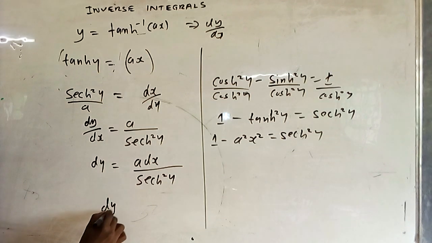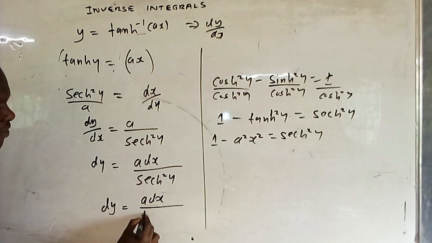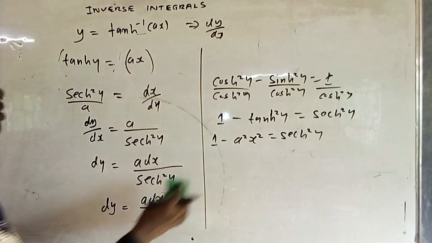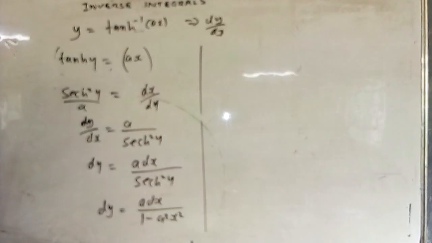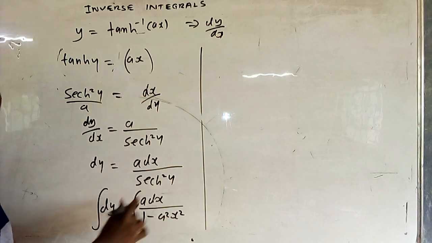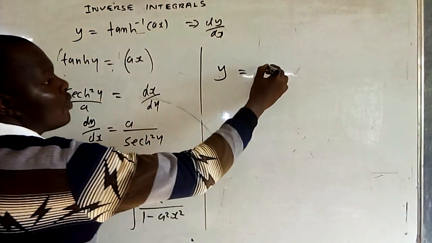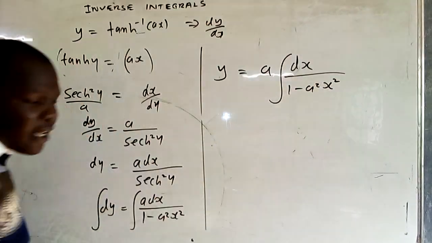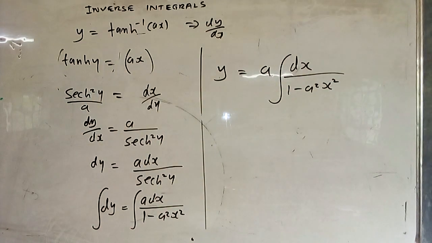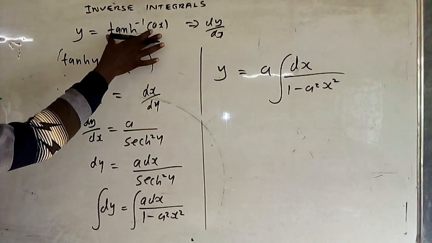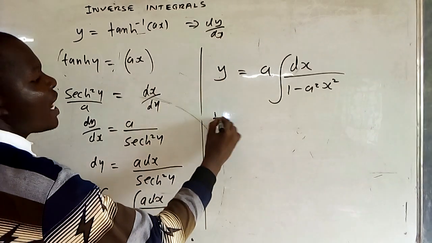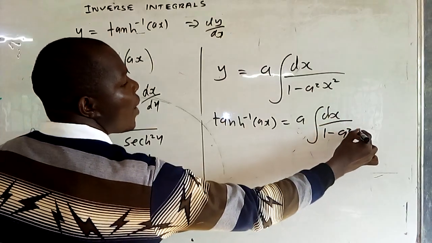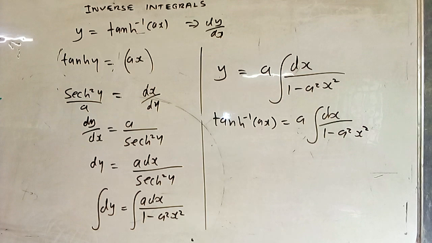So it's like we have dy is equals to a dx over 1 minus a squared x squared. Are we together there? Yes. 1 minus a squared x squared. So from here, introduce integral on both sides of the equation. If you integrate dy, you remain with y equals a into integral of dx over 1 minus a squared x squared. Are we together? So if you divide, what is y? Y is tan inverse of ax. So where there is y, you put your tan inverse of ax to be a into integral of dx over 1 minus a squared x squared, isn't it?